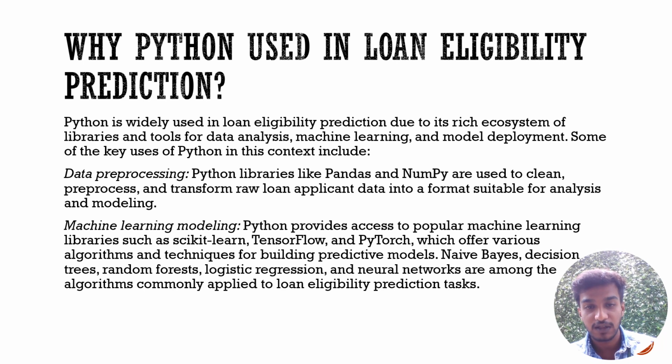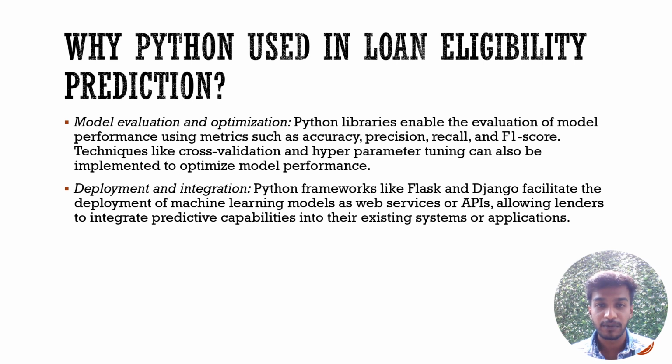Machine learning models. Python provides access to popular machine learning libraries such as TensorFlow and PyTorch, which offer various algorithms and techniques for building predictive models. Naive Bayes, decision trees, random forest, logistic regression, and neural networks are among the algorithms commonly applied to loan eligibility prediction tasks. And next is model evaluation and optimization. Python libraries enable the evaluation of model performance using metrics such as accuracy, precision, recall, and F1 score.